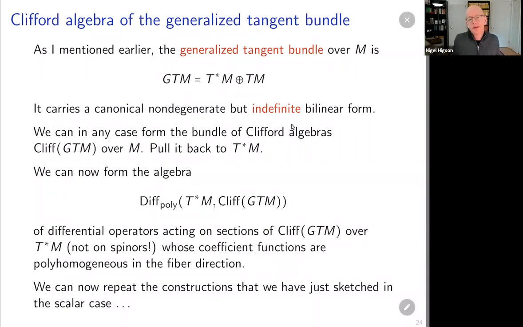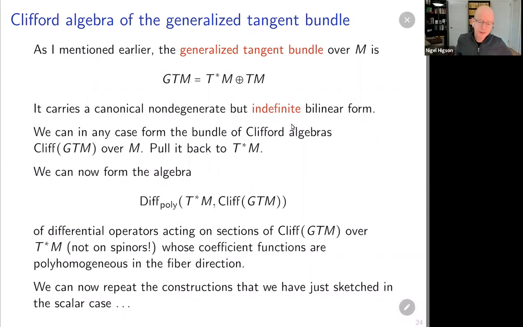All right, so let's go back to spinors and Clifford algebras and so on. I mentioned we'll use the generalized tangent bundle with the obvious bilinear form in which cotangent vectors are paired against tangent vectors, a symmetric bilinear form. It's non-degenerate, but it's indefinite. It's non-definite signature. And whether or not it has definite signature, you can certainly form a Clifford algebra anyway, and that's what we'll do. And then we'll pull it back to the cotangent bundle to get a bundle of Clifford algebras.